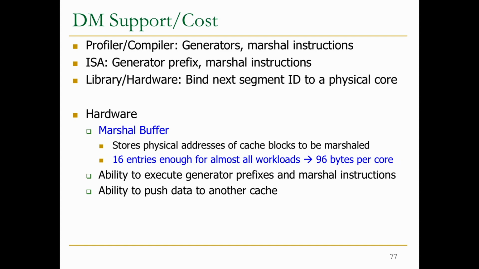In hardware, you will need to add some more hardware, which is the marshal buffer. This marshal buffer stores the physical addresses of the cache blocks that are generated by the generator instructions, which are the cache blocks that are to be marshaled. And in our workloads, we saw that 16 entries are enough, but actually there are some workloads that need more. So if you have more, the better, of course. And of course, you need to have the ability to execute the new instructions, no question about that. But you also need to have the ability to push data to another cache. It's not prefetching from the core that needs it; you're really pushing the data to the core that needs it. So you need to have this mechanism in the caches.